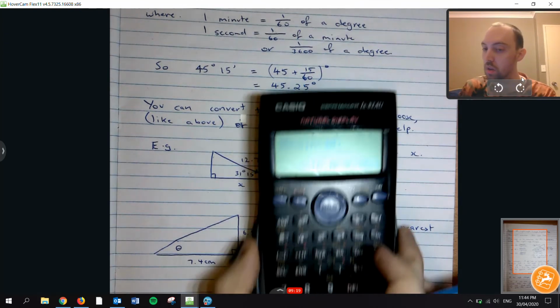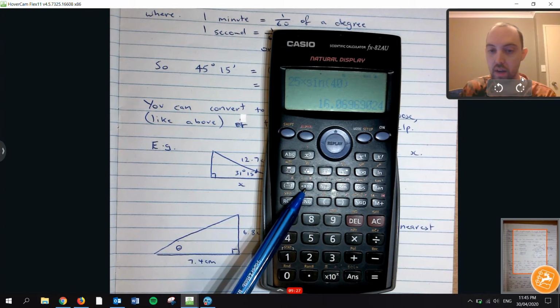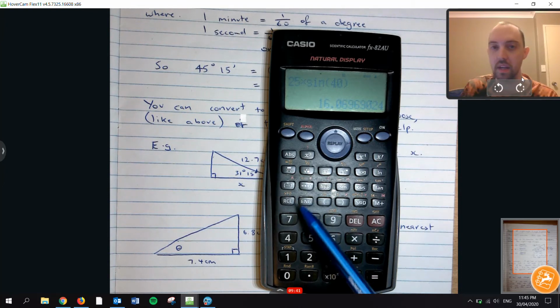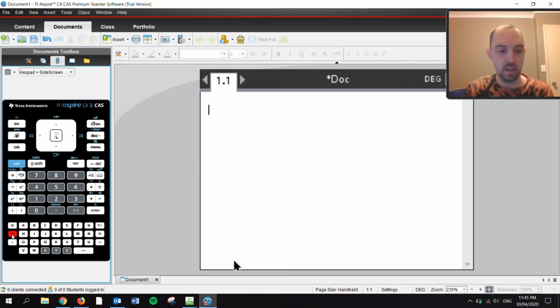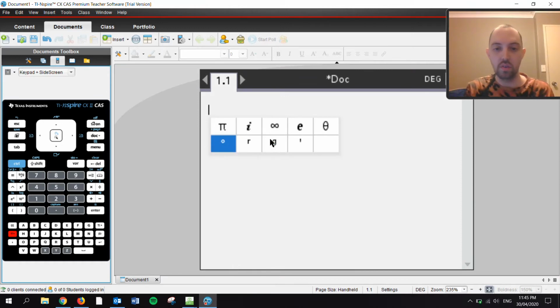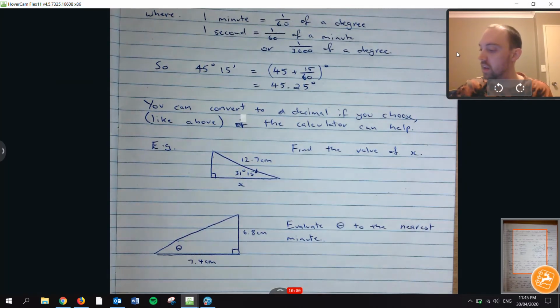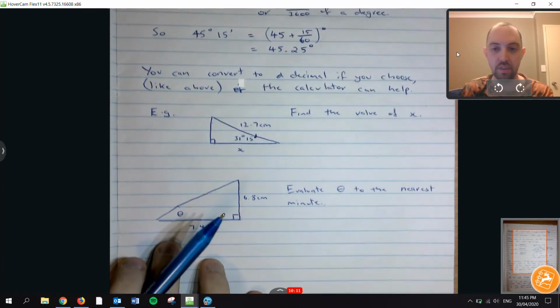So you might find this button on my calculator. It's got degrees, apostrophe, and then double apostrophe, quotation. Other calculators have different ways to do it. You might see the letters D, M, and S. On the TI, you would find it in this section over here where the pi is. There's degrees, there's minutes. Different calculators work differently, so look it up, check the manual, ask me if you can, and we'll see if we can figure it out for you. So let's try and use that in a couple of examples.